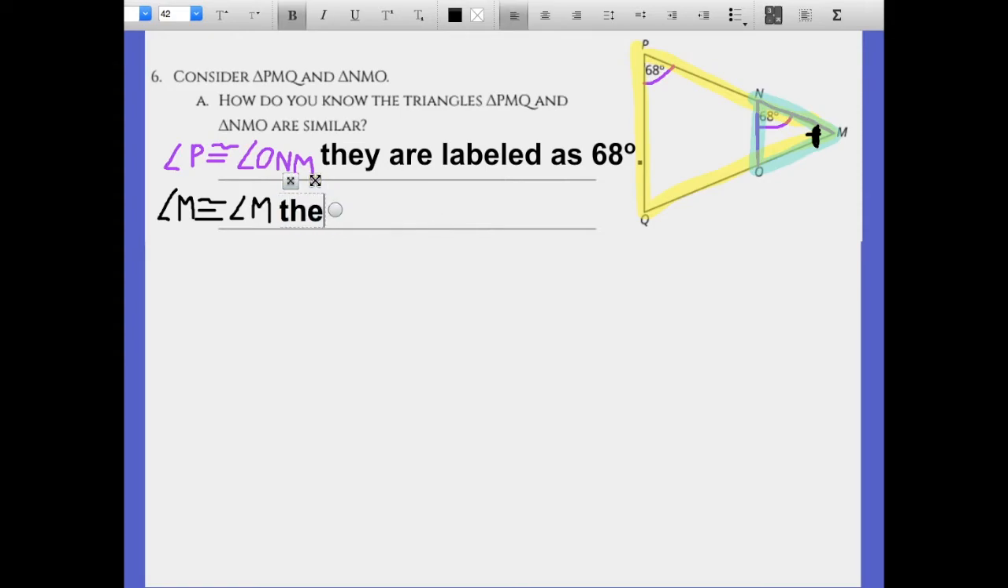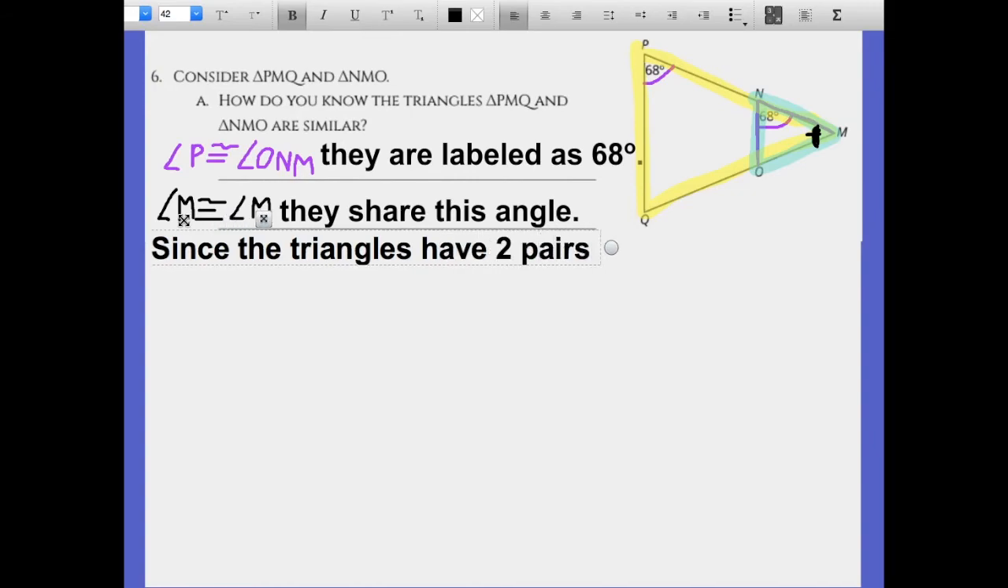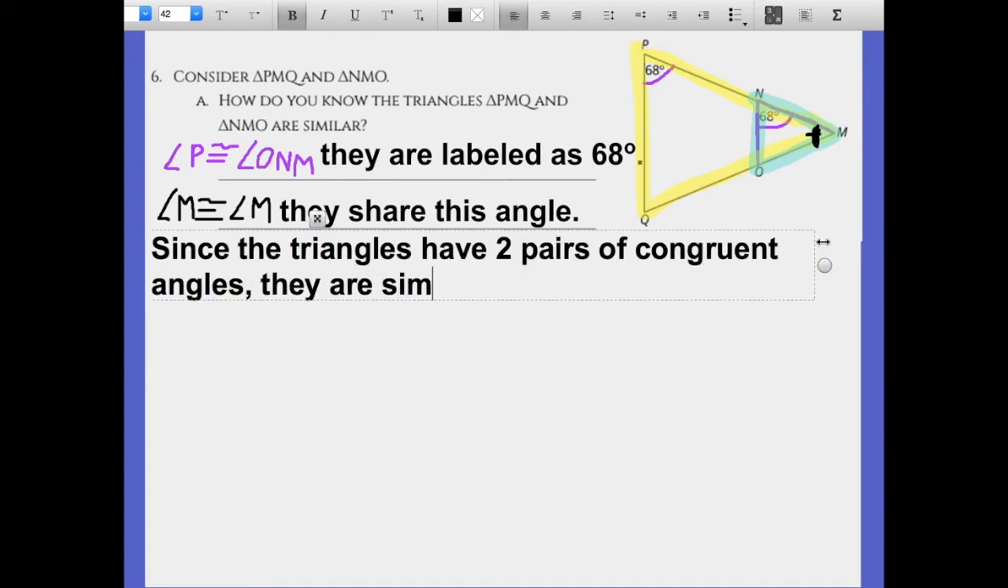Right? And then we can say they share this angle. Both of those triangles share that angle. They have that same angle there. All right? So then the end of our proof, I'm running out of room here a little bit, but we can say since the triangles have two pairs of congruent angles, they are similar.